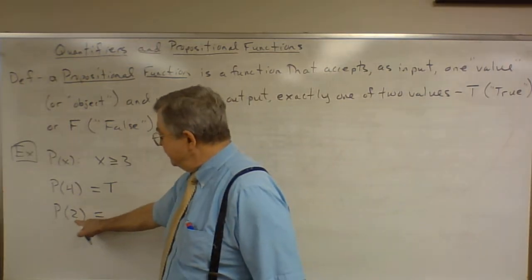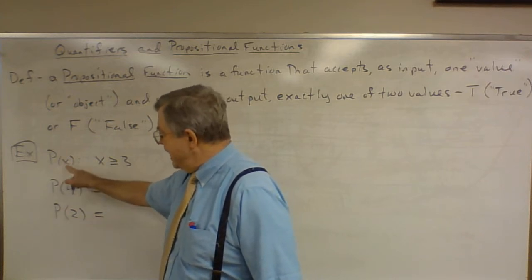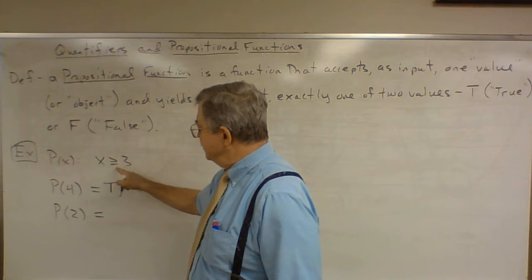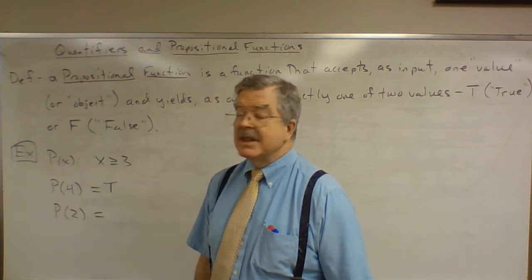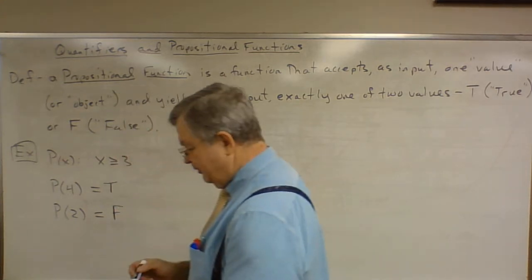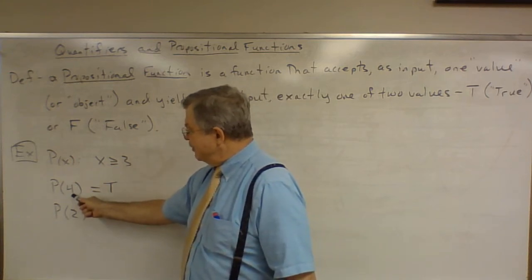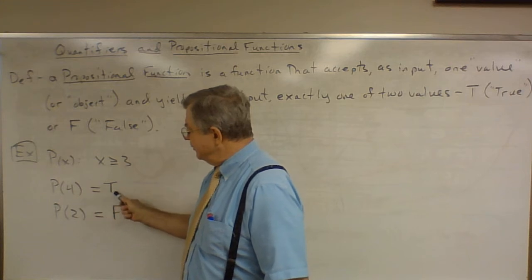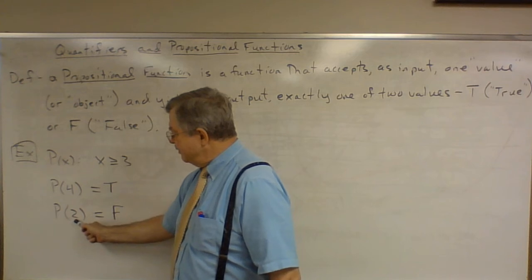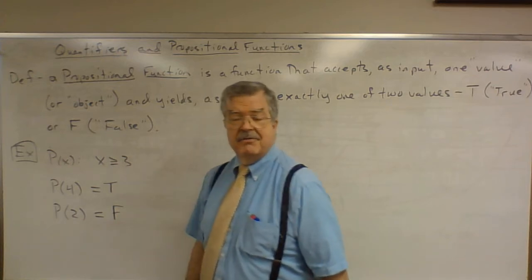Now let's look at another case. Let's suppose that x equals 2. We plug 2 in our function for x, and if we plug 2 in for x, is it true that 2 is greater than or equal to 3? No, it is not. So here, the propositional function yields the value of false. In the first case, we plug in the value 4, and the function gives us as output the value of true. In the second case, we plug in the value of 2, and we get as output the value false.